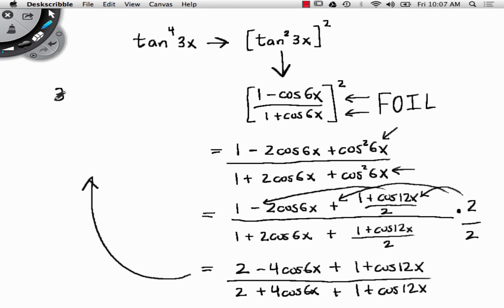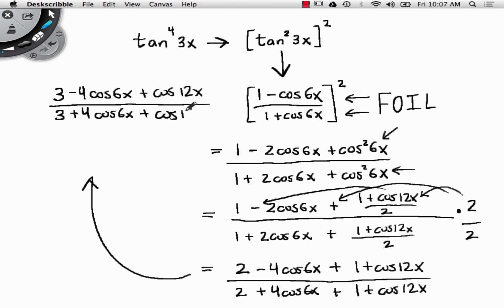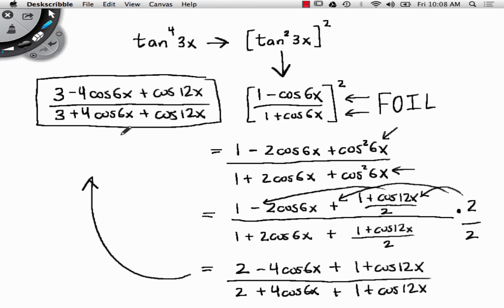Our final answer is 3 minus 4 cosine of 6x plus cosine of 12x, all over 3 plus 4 cosine of 6x plus cosine of 12x. That 3 comes from the fact that 2 and 1 are like terms. And that gives us the solution. So that's it. You leave it like that.